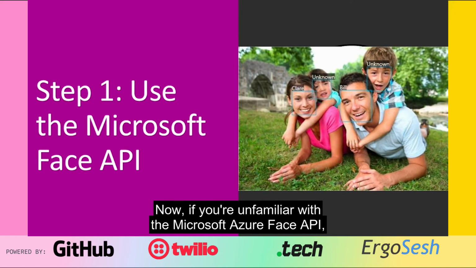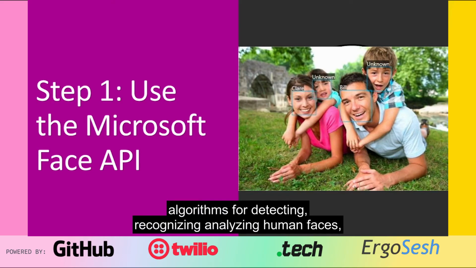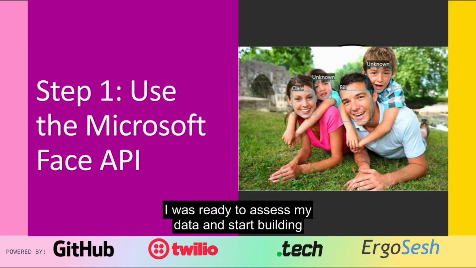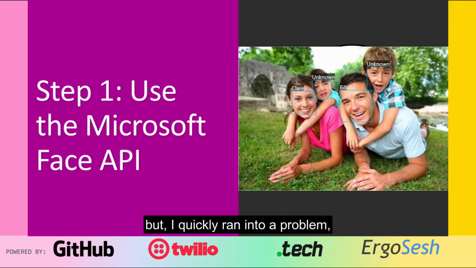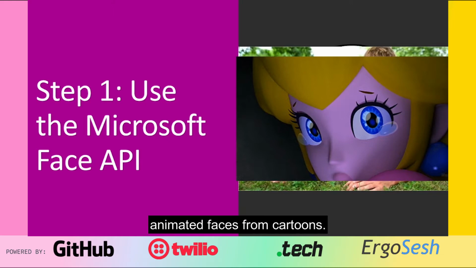Now, if you're unfamiliar with the Microsoft Azure Face API, it's a cognitive service that provides algorithms for detecting, recognizing, and analyzing human faces like I covered before, and it's got a range of features. I was ready to assess my data and start building, but I quickly ran into a problem, which is that it's not able to detect animated faces from cartoons.